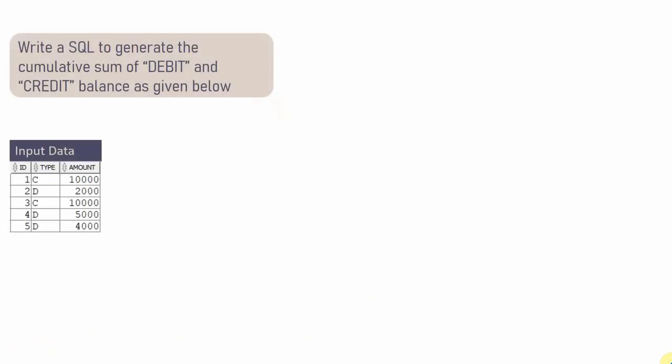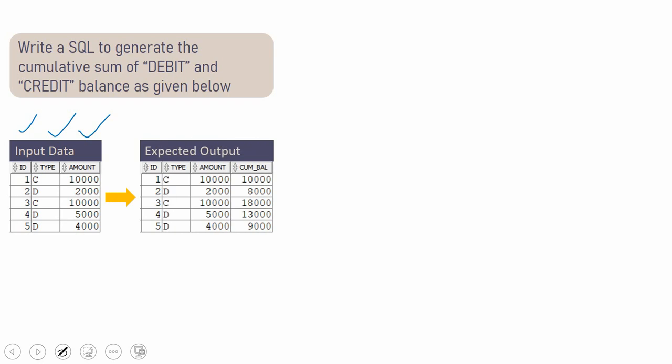So we are provided with a transaction table which contains three columns: an ID column, a transaction type and an amount. The transaction type C represents a credit transaction and D represents a debit transaction. The expectation is we need to write a query to find the cumulative sum of balance. If it is a credit then it is a positive balance, and if it is a debit it is something like a withdrawal. So we need to deduct from the actual balance.